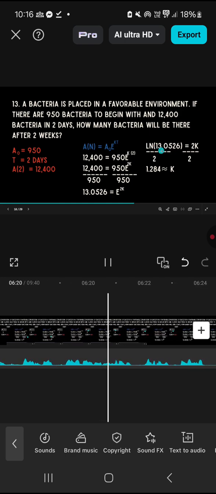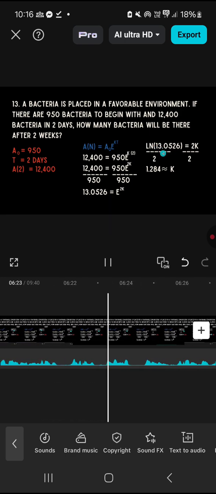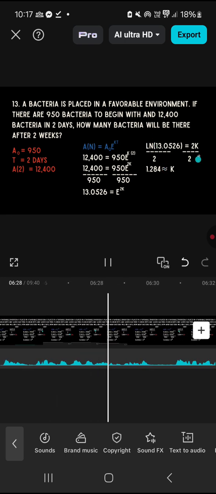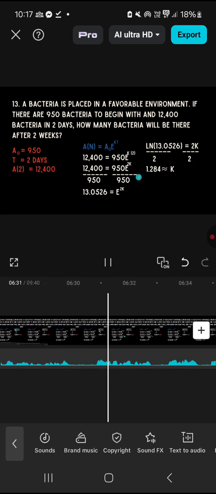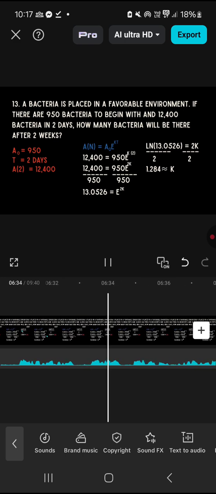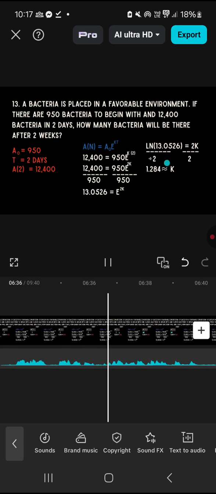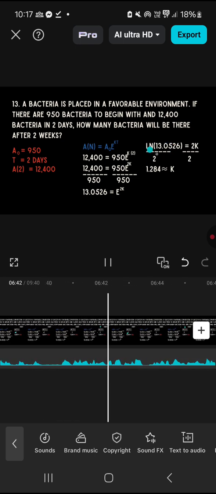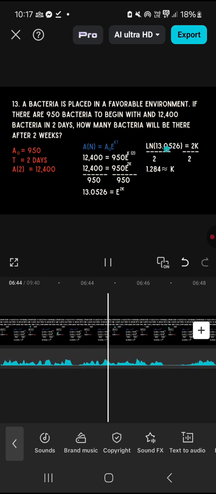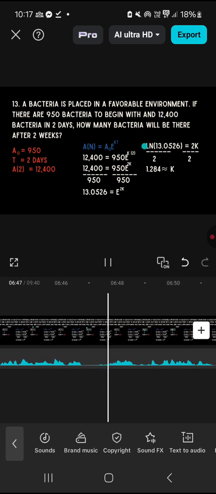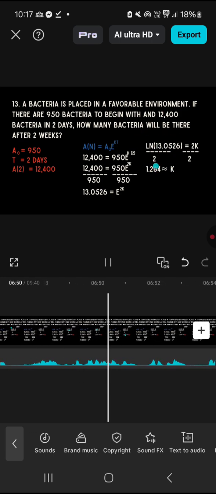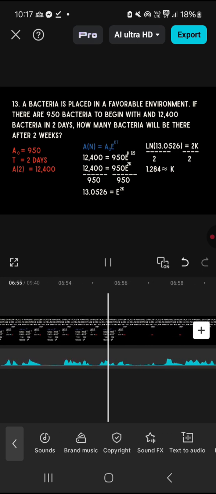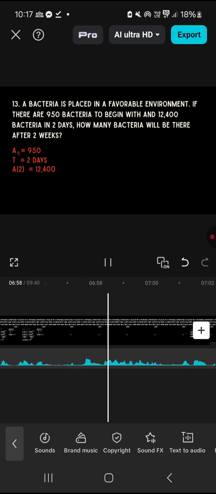Using natural logarithm, this becomes ln of 13.0526 is equal to 2k. So divide both sides by 2 in order to get our k, and we'll get approximately 1.284. Now, in order to get a more accurate answer in the number of bacteria, we'll be using this unsolved formula. We'll plug in this answer instead of the rounded off version in order to get a more accurate answer.